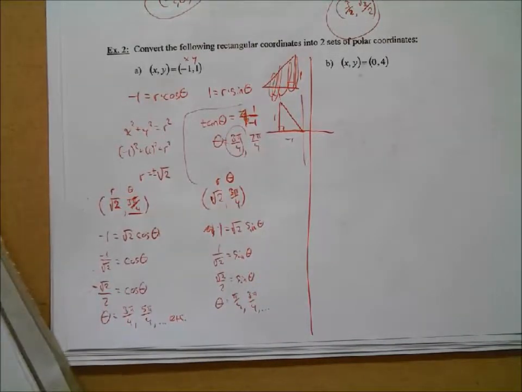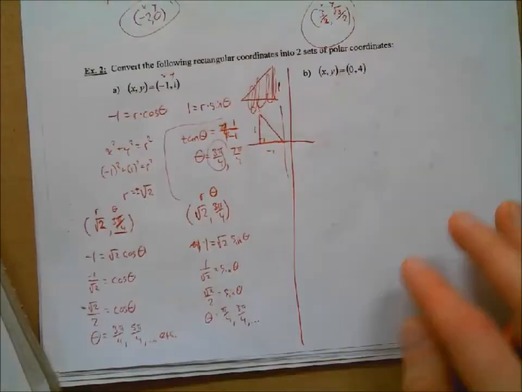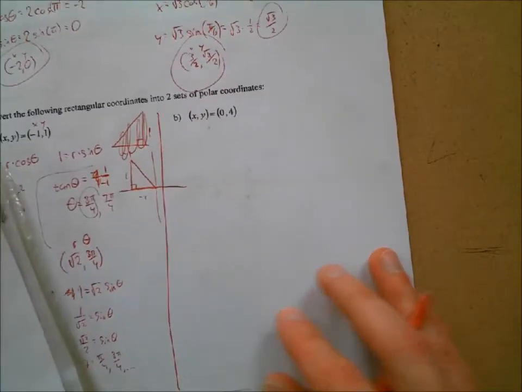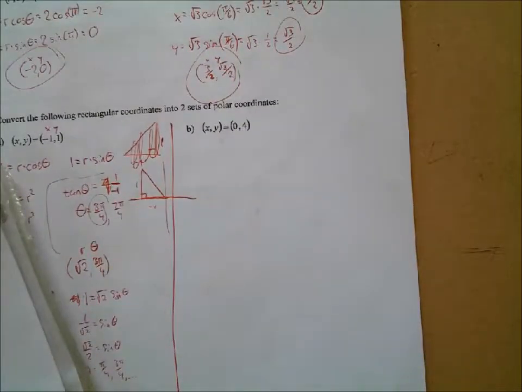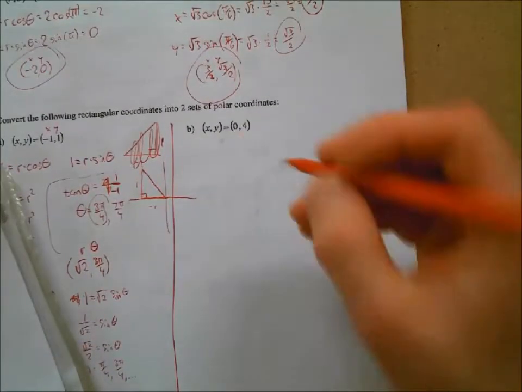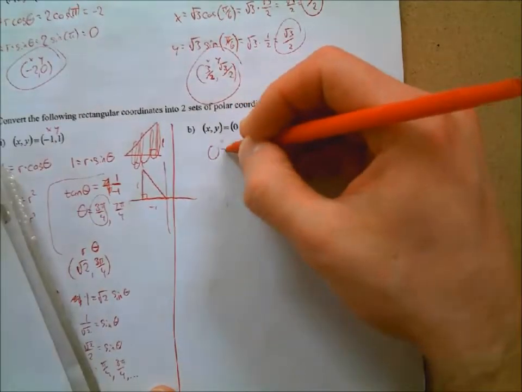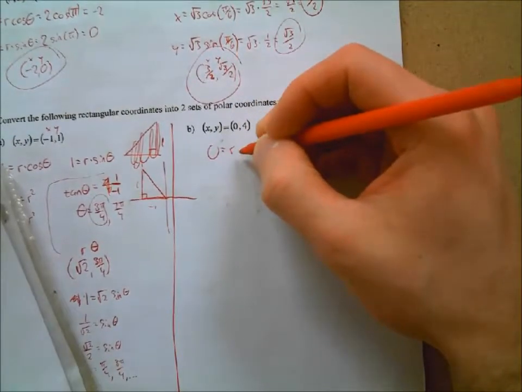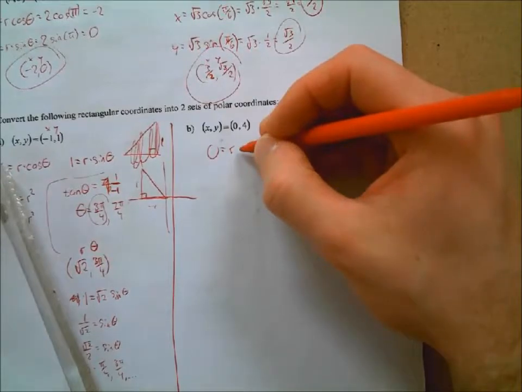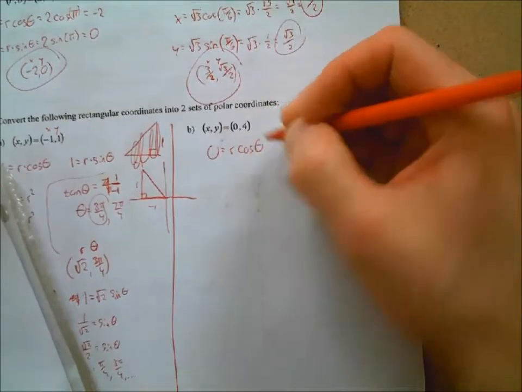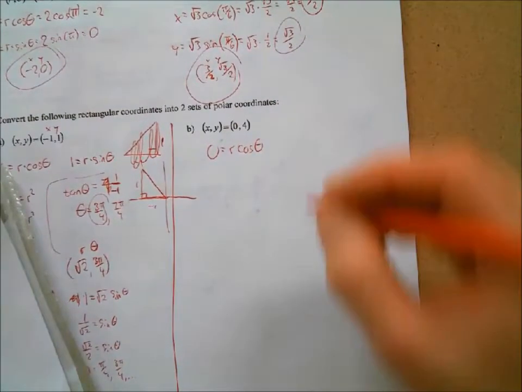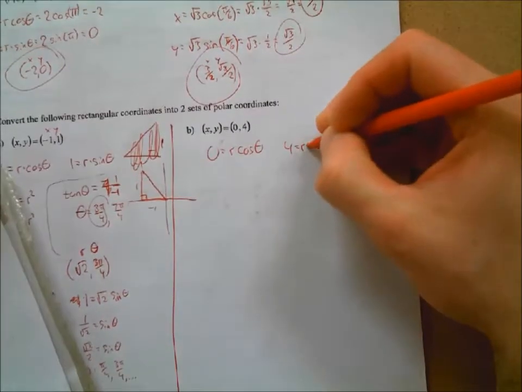So let's try another one, okay? Put ourselves through this punishment. Let's see if we can figure this one out better. All right, letter B. So 0 equals r cosine theta, 4 equals r sine theta. I'm going to do it in the order that I had it written here, and maybe this will make more sense.